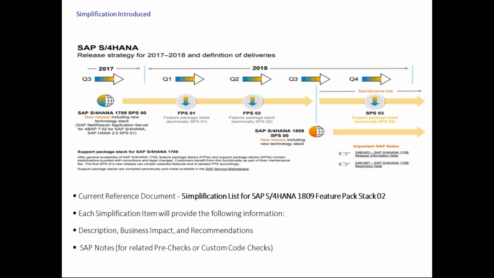So if you search in Google, you will get this simplification list. In that, the descriptions, the business impacts, the recommendations provided, any new functionalities, BAPIs they have provided, any notes, so everything with respect to that particular model, with respect to that particular T code, they will give you the basic descriptions. Then you can check what features are available. Based on that, you can decide further whether you want to implement those functionalities or not.